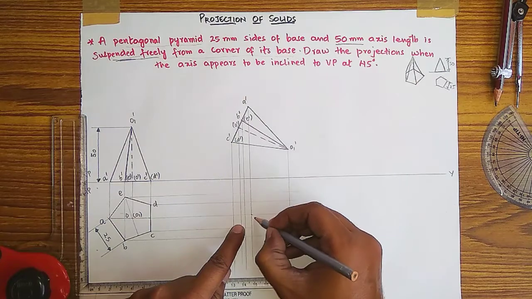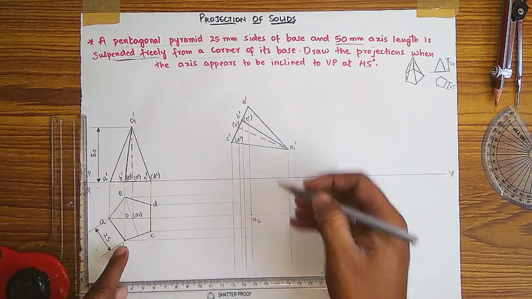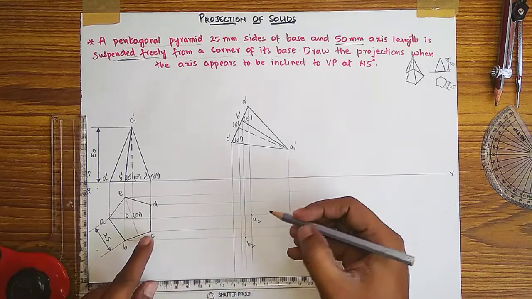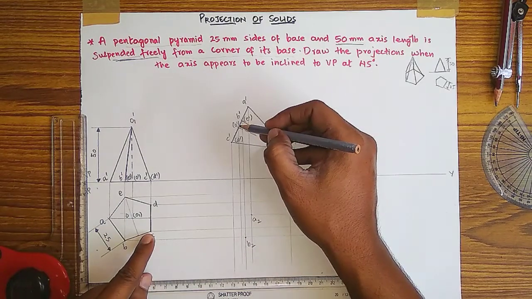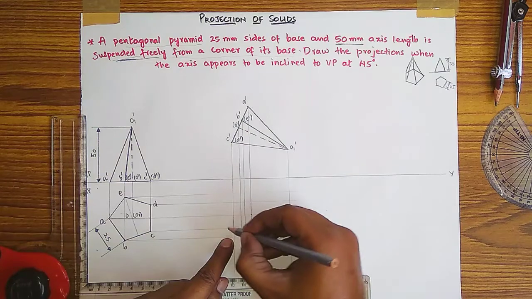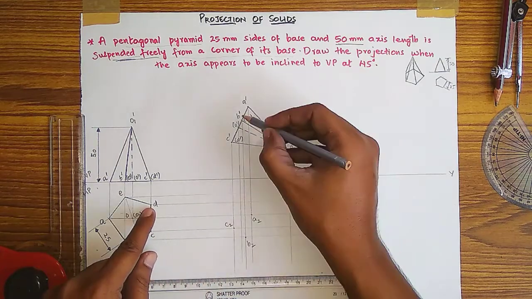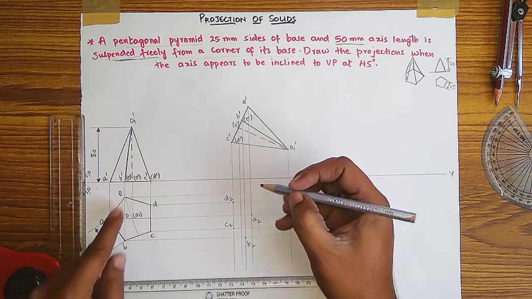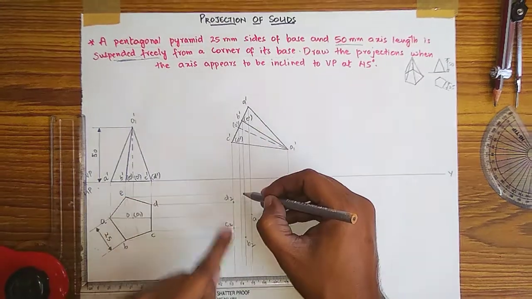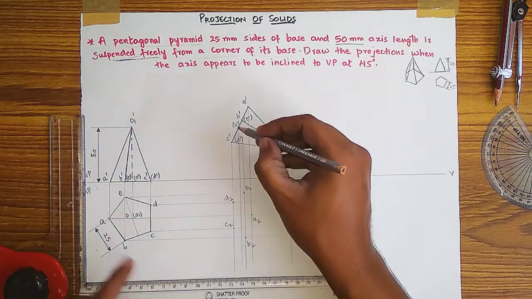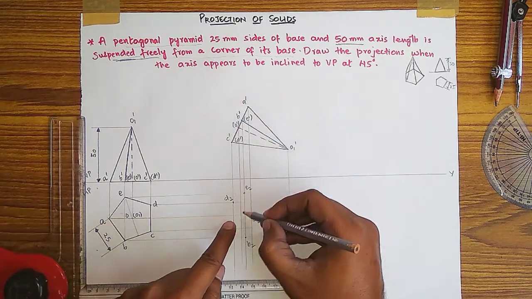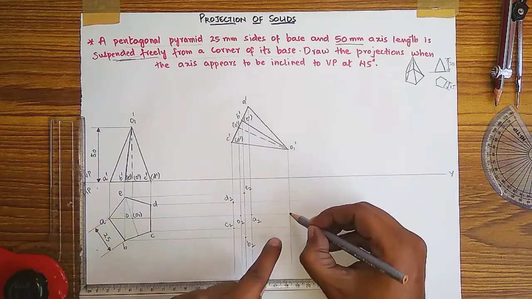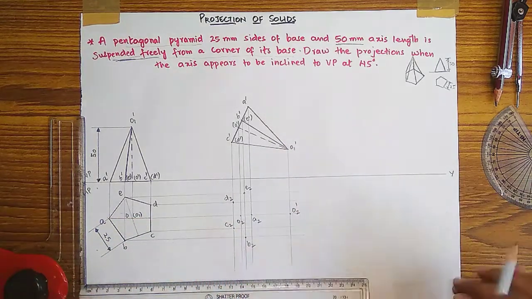A, here it is meeting. For the second projection I am writing A2, B, B2, C, C2, D, D2, E, E2, O, one more O is there, O1 dash, where it is meeting, I have to write O2 dash.